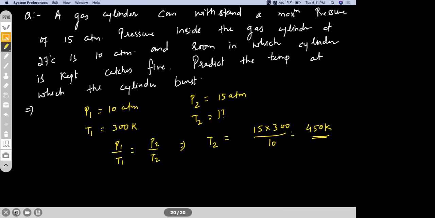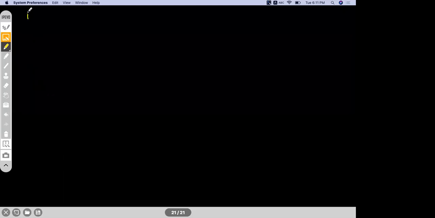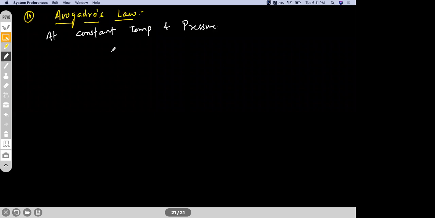Okay, so the next one is the law that we had already discussed. I'll just quickly go through it. The fourth one is Avogadro's law, or we also call it Avogadro's hypothesis. It says what? At constant temperature and pressure, the volume occupied by the gas is directly proportional to its number of moles, that is the amount of the gas. This one we have already done in chapter one, that is the mole concept.